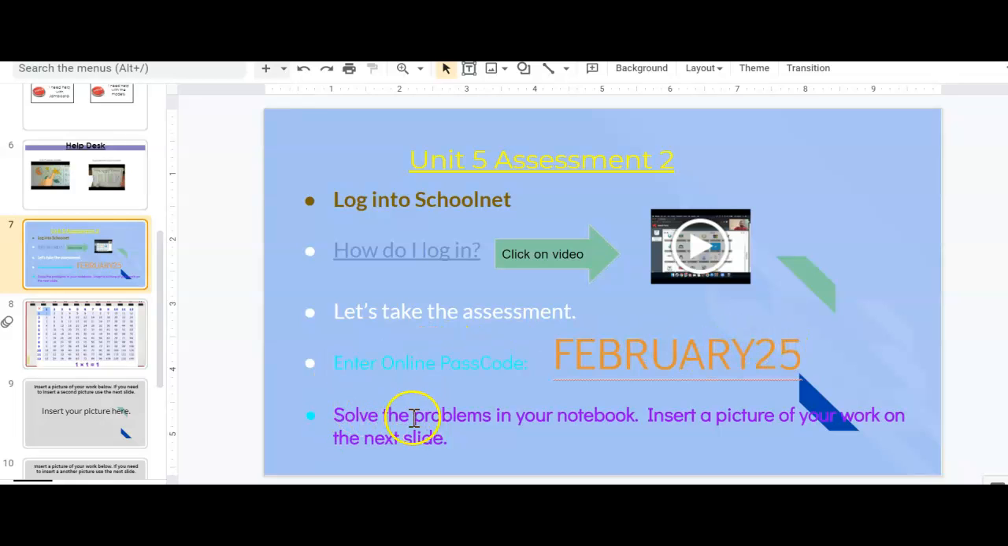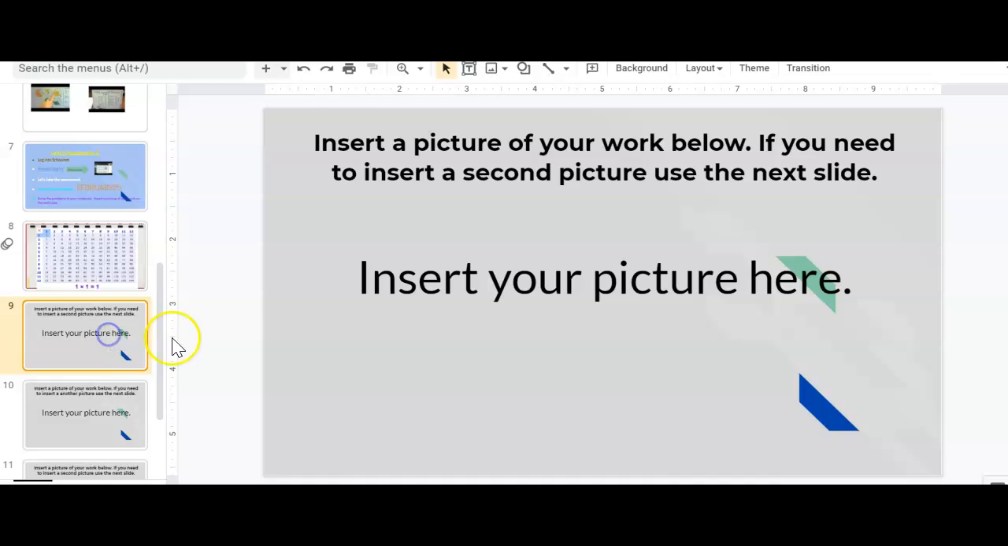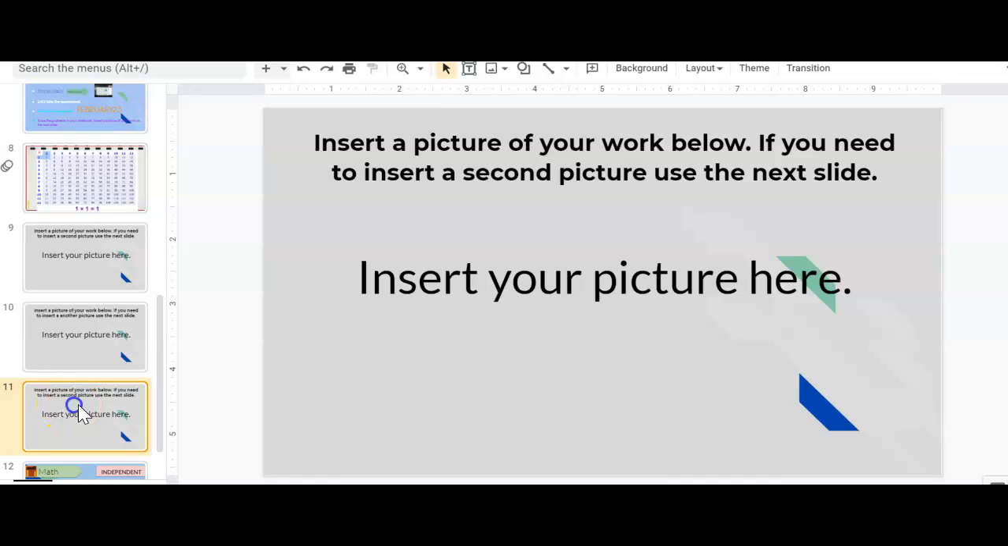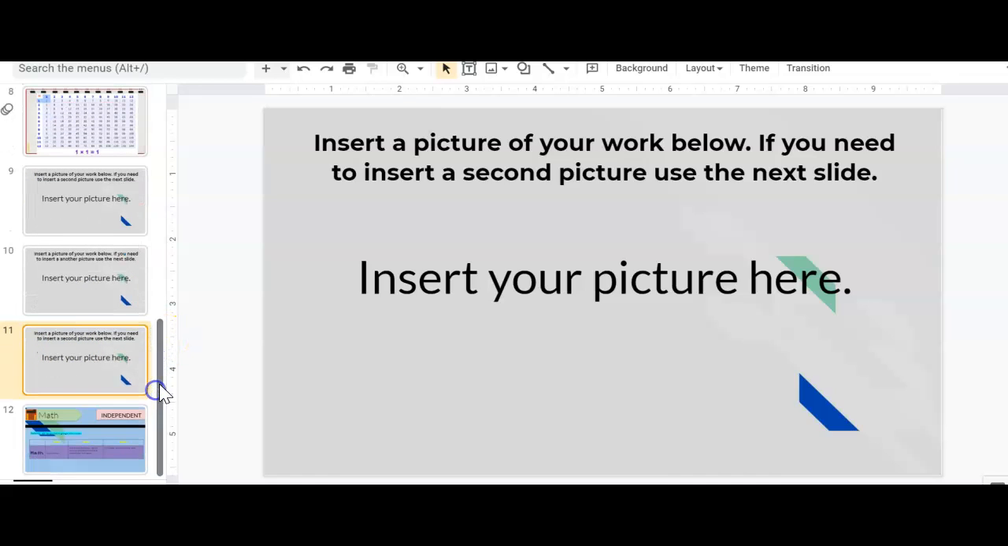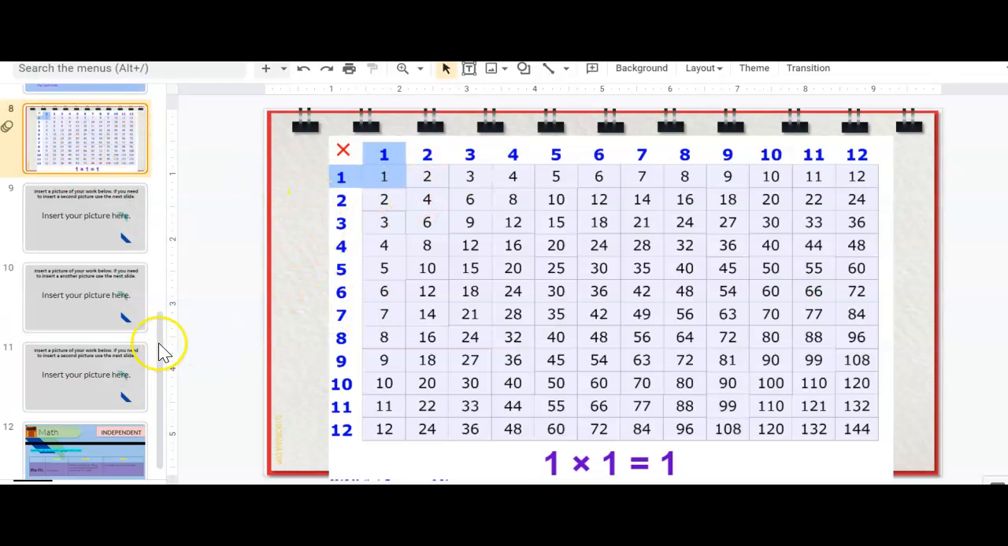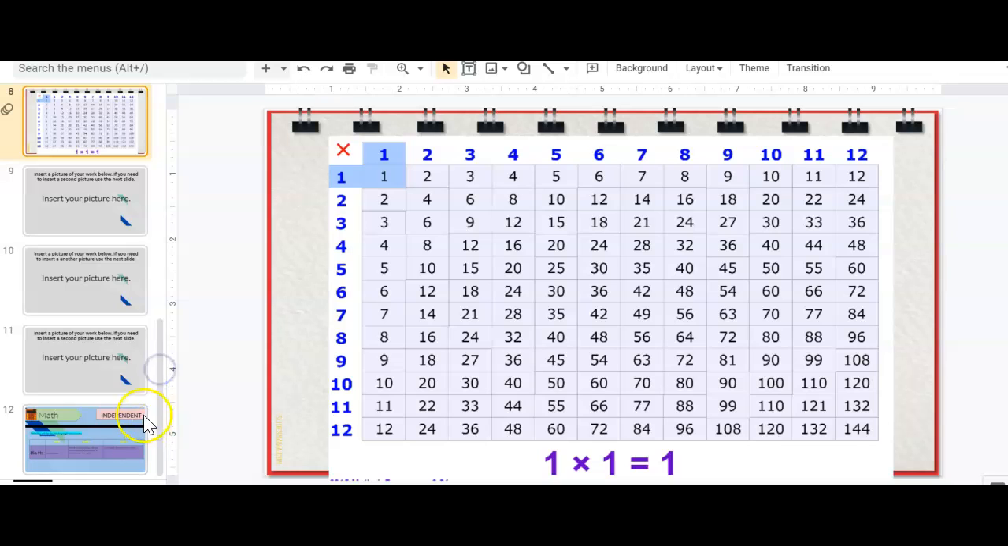And as a reminder, as you solve the problems on the SchoolNet test, you're going to work them in your notebook. So solve the problems in your notebook, and also you're going to need to take a picture of the work that you've done throughout the test in your notebook. Insert a picture of your work on the slides that are coming up. So I've got a slide right here, and I've got a few. You may not need all of them, but these are slides available for you to put pictures of your work. And I've also included a multiplication table here for you, just as a resource.